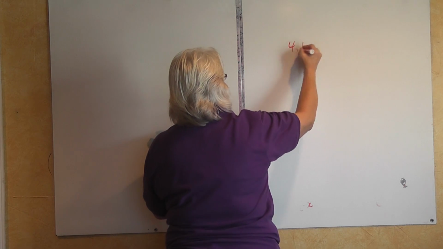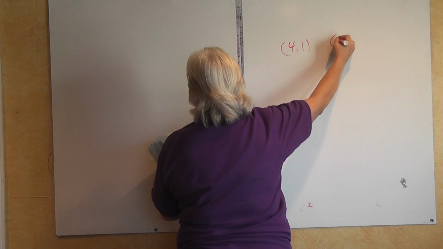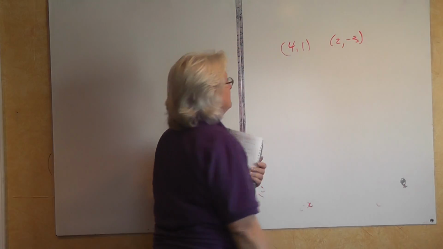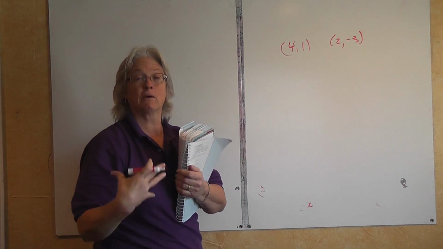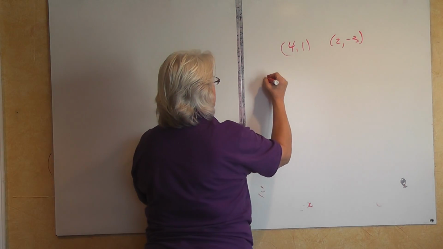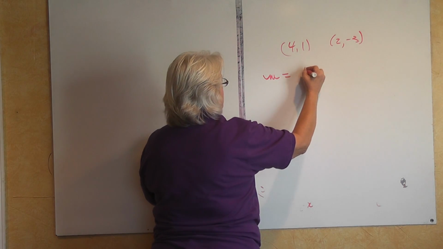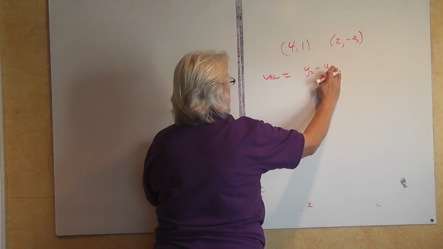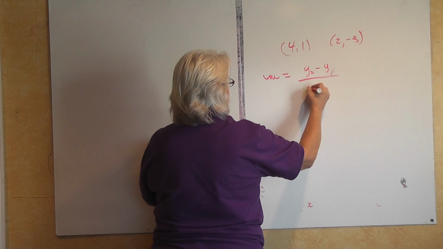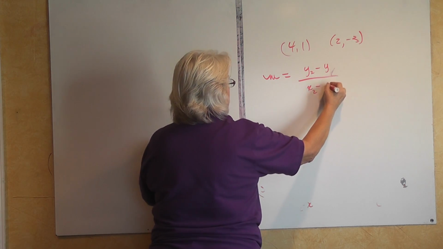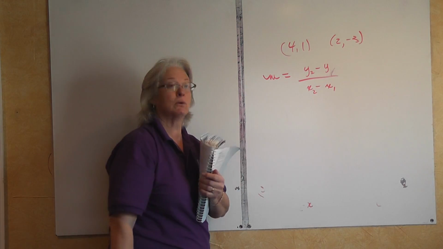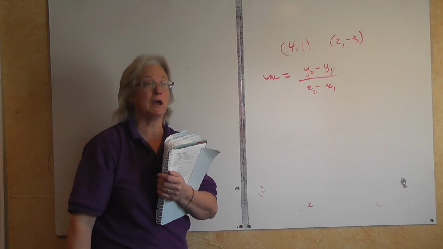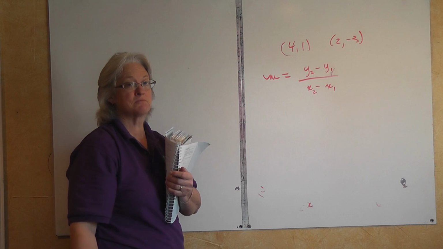We have these 2 points, (4, 1) and (2, -3). What does our formula tell us? It tells us that the slope of a line is the change in y divided by the change in x, or the difference of the y coordinates of 2 points divided by the difference of the x coordinates of 2 points.